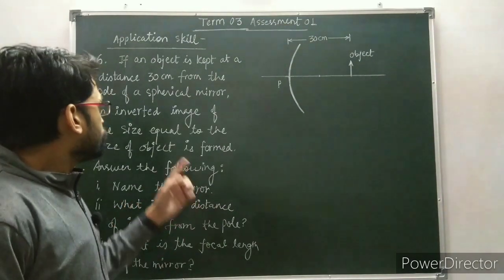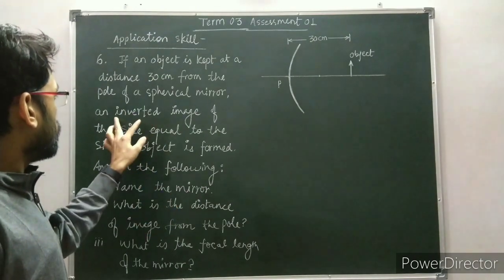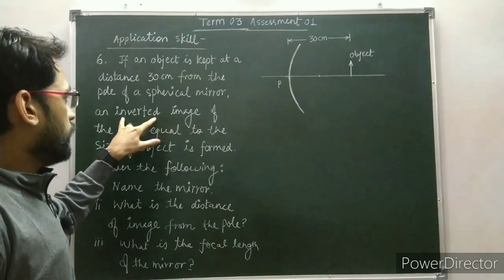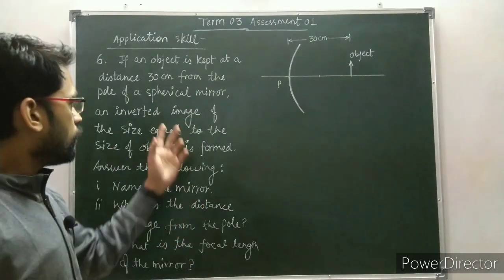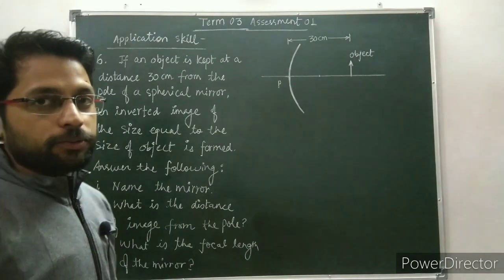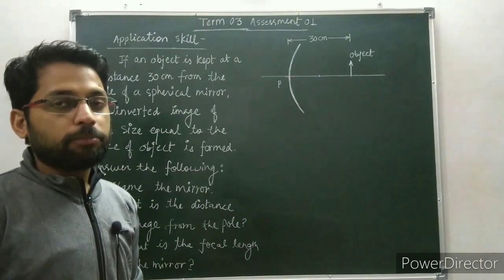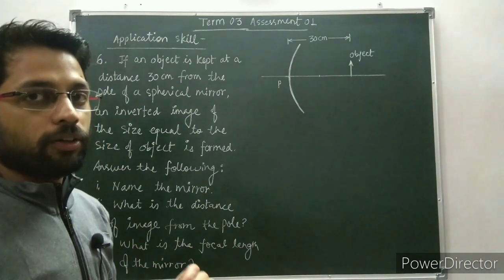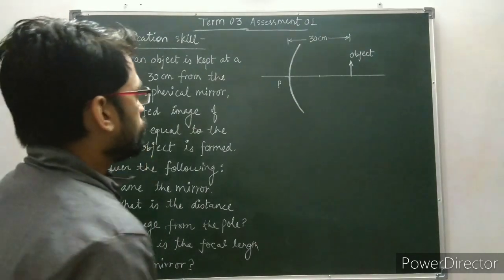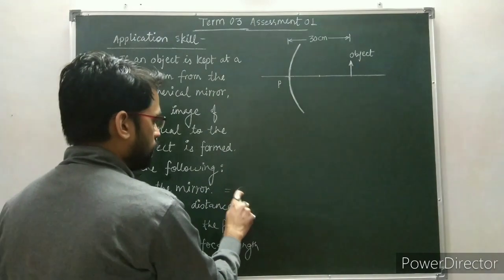Okay. You can easily name the mirror because the image is inverted. Inverted image is formed. And we know that only concave mirror can produce inverted or real image. Okay, so the mirror is concave.